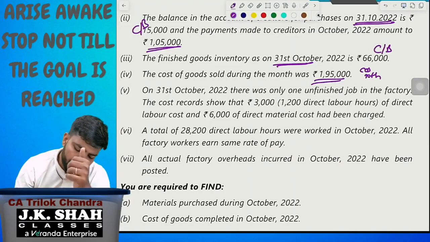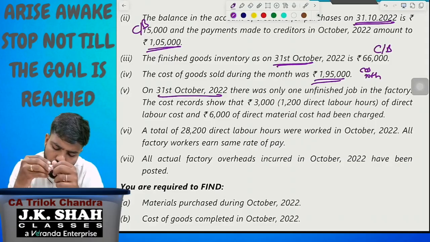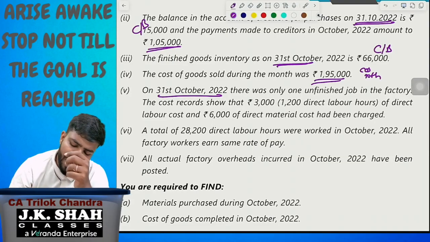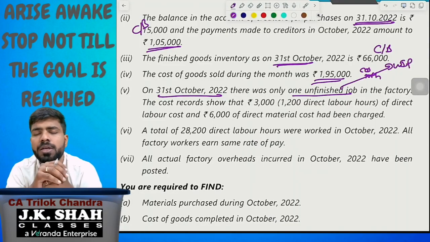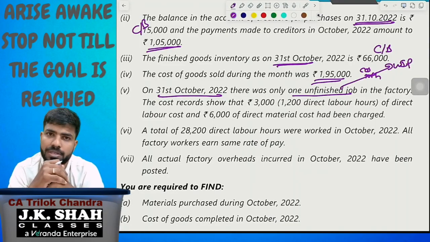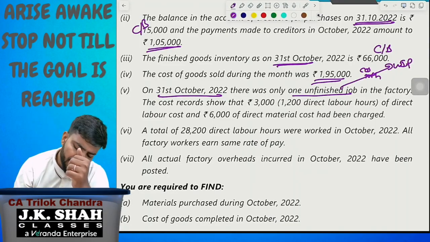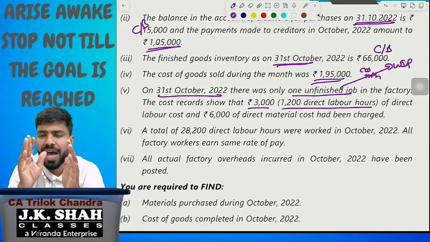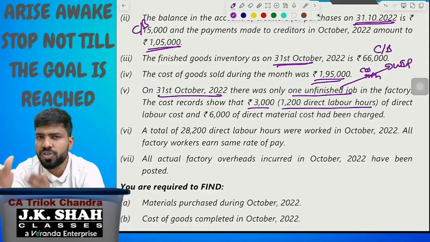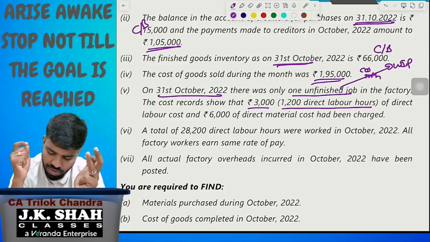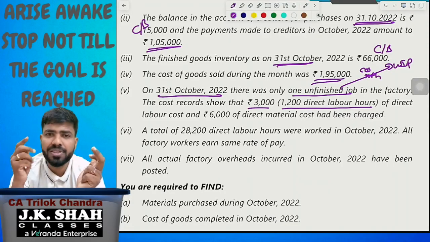On 31st October 2022, there was only one unfinished job. When I say unfinished job, can we call it work in progress? It is not yet completed, so we will call it work in progress. In the factory, the cost record shows 3,000 rupees for 1,200 direct labor hours of direct labor cost and 6,000 of direct material cost has been charged. So what they mean to say is, the unfinished job has taken material worth 6,000 rupees and consumed labor worth 3,000 rupees.